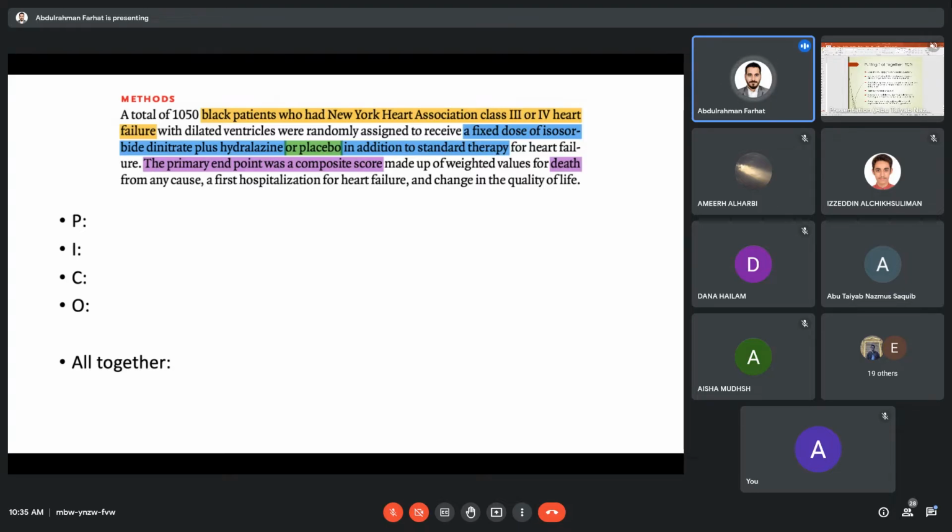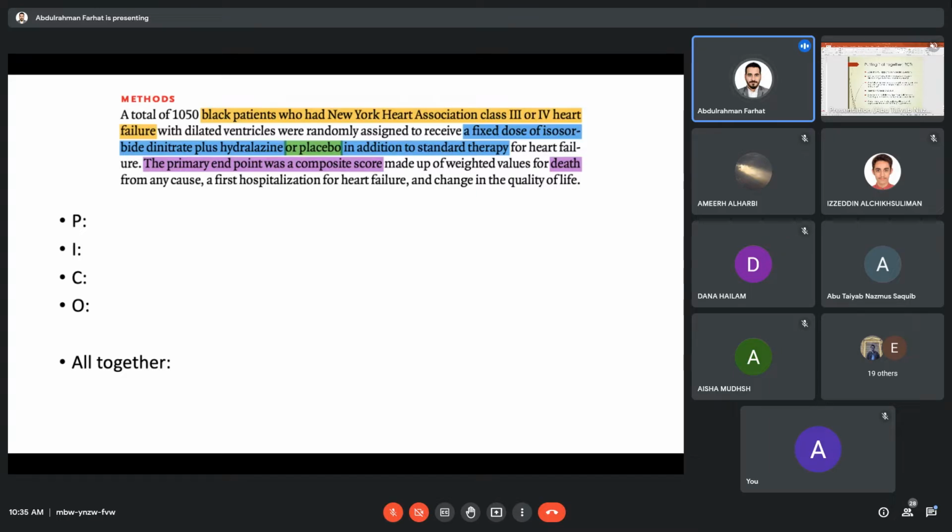And the outcome here is what? Exactly what you said, the primary endpoint. That's correct. It's the primary endpoint, which is a composite score. And just to make things easier, we're going to say that one of the outcomes is death. So we're going to follow up the patients over 10 years and see the mortality rate. Very good, very good.